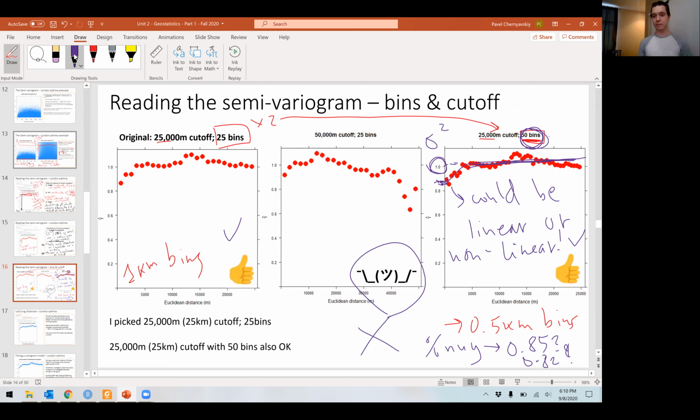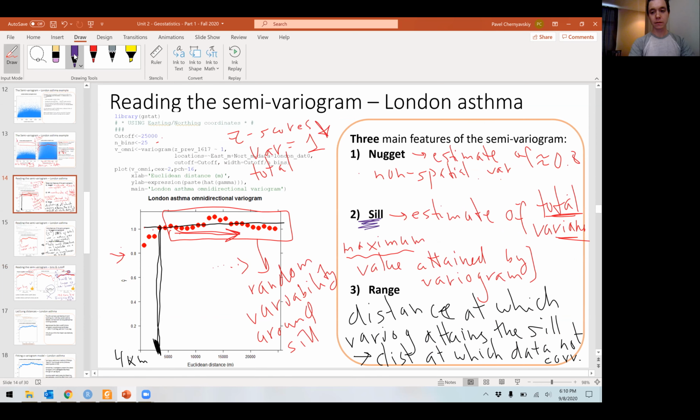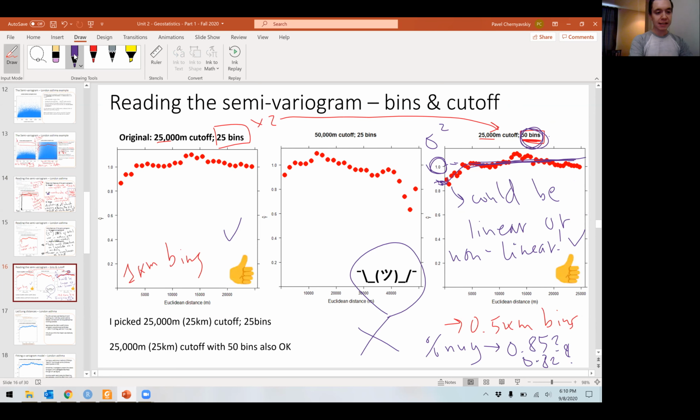is the middle panel. Remember, our sill, estimate of total variance, the maximum value attained by the variogram. We're looking for our variogram to reach that sill and sort of stay there, right? Reach the sill and sort of stay there. This variogram has sort of this kind of shape. And look at this noise right here.